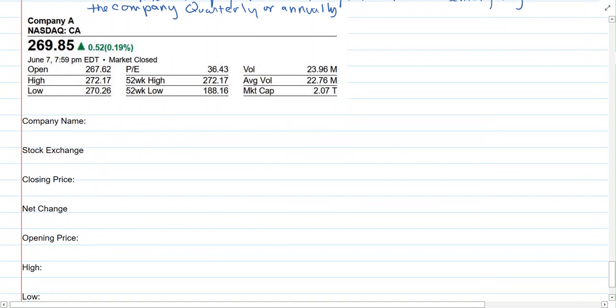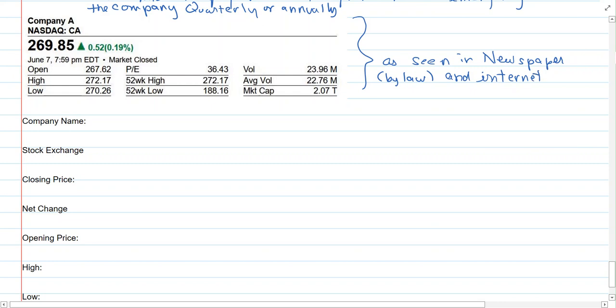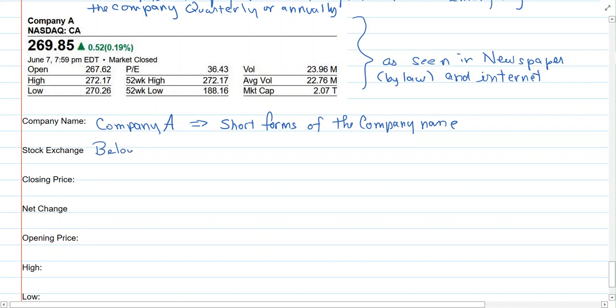Okay, so we have an example here of this. This is how you see it in newspapers by law and internet. And we're going to go through reading it. We notice the company name here is Company A. They're usually short forms of the company name, but this is an example. So the stock exchange in this particular is below company name.